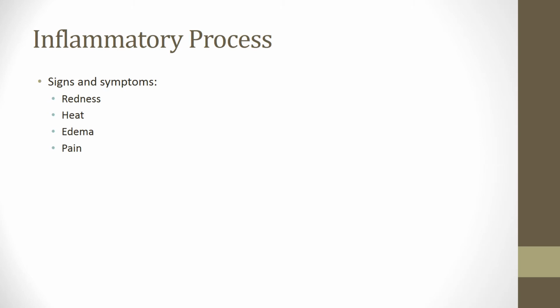So what happens when inflammation occurs? There are several signs and symptoms: redness, heat, edema, and pain. So redness, heat, edema, and pain. You can use Latin equivalents, which will be heat will be calor, edema tumor, pain is dolor, and redness, of course, is rubor. And these are the signs of inflammation that can be obviously visible and also reported by the patient.